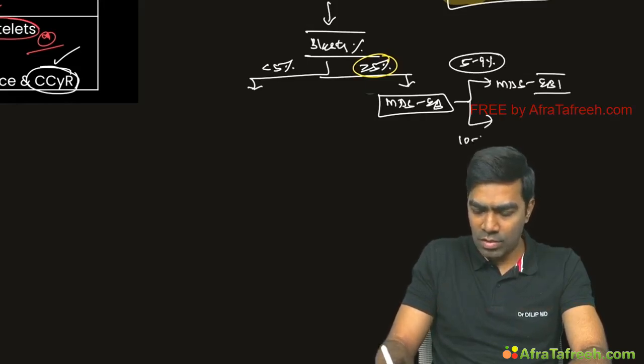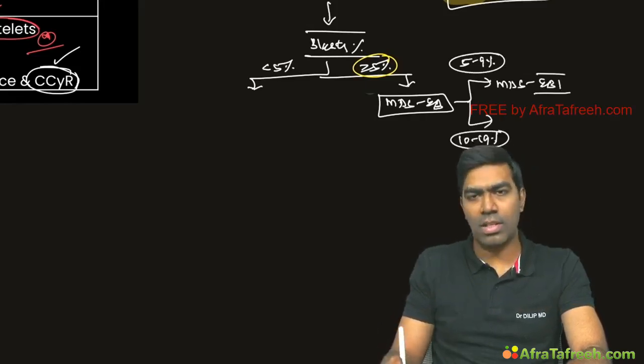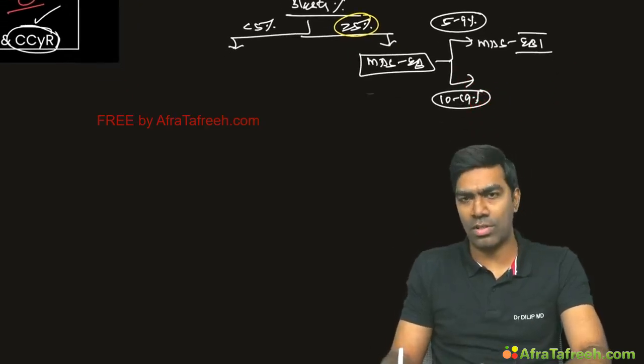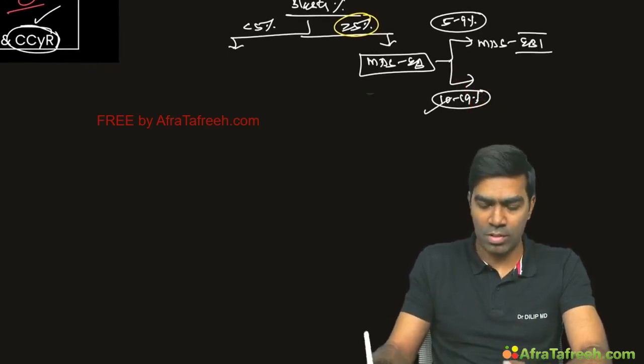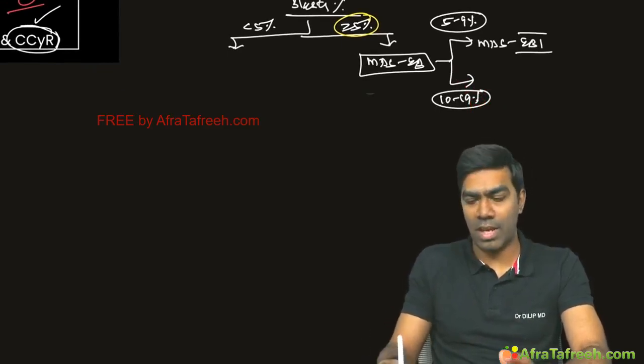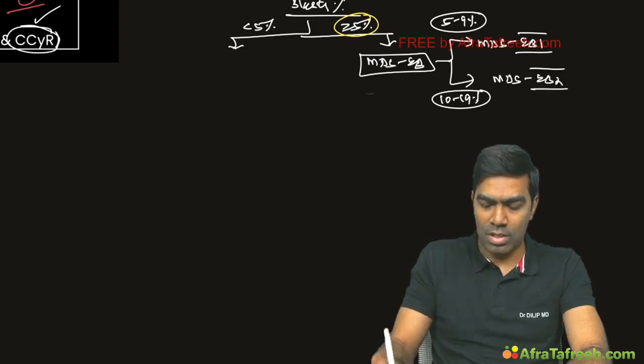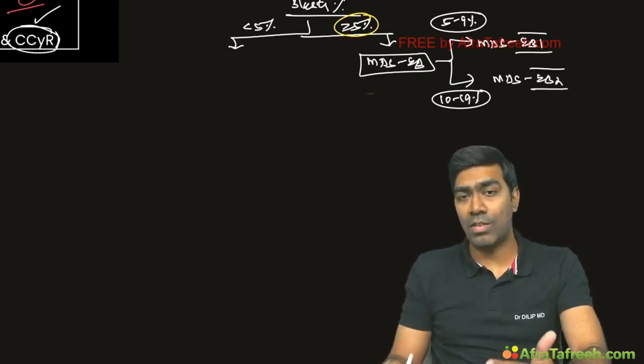If it's in the range of 10 to 19%, in these patients alone, you can notice the presence of some degree of Auer rods because there's an extremely high risk of getting transformed to AML. That is MDS with excess blasts type 2, where the proportion of bone marrow blasts will be in the range of 10 to 19%.